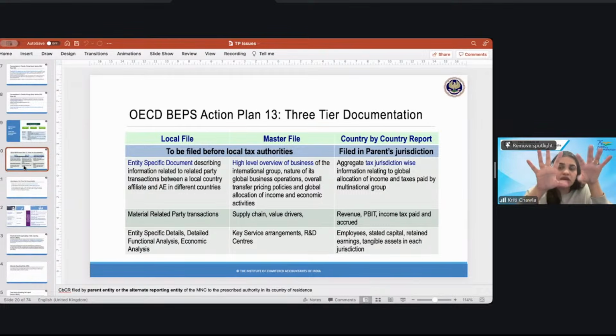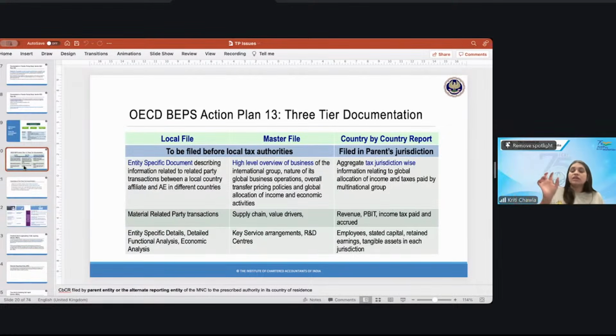Now, if you look at the CbCR, which is the country by country reporting, it will be filed with the parent entity, which is India in our situation, and it will actually say that when it comes to China, this is the revenue that they're earning in China. This is the profit before income tax. This is the income tax paid. These are the employees in China. These are the tangible assets in China, etc. Then for Germany, this is revenue, PBIT, income tax paid, employees, retained earnings, assets in Germany. And then for UK, these are all the information.